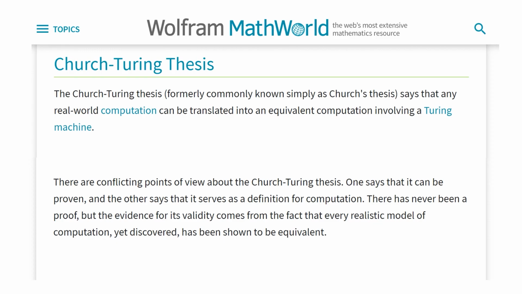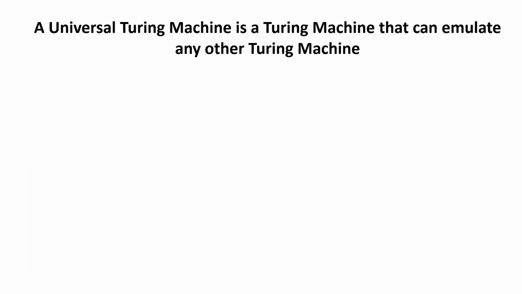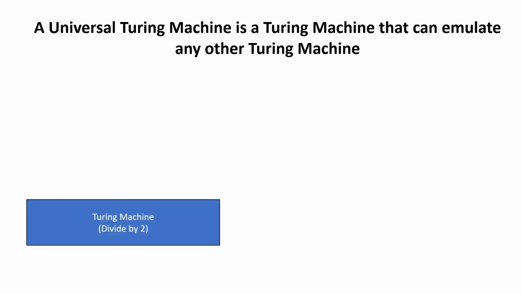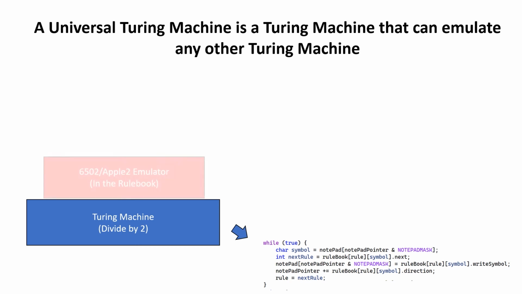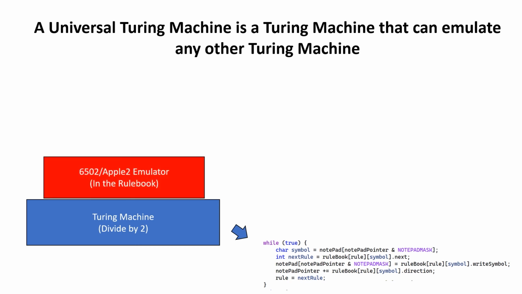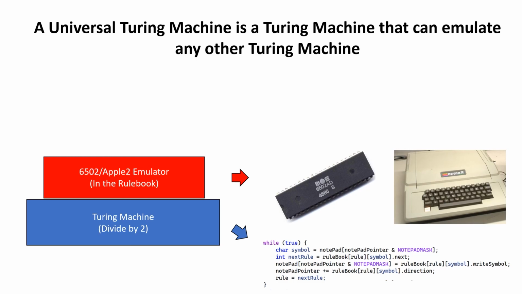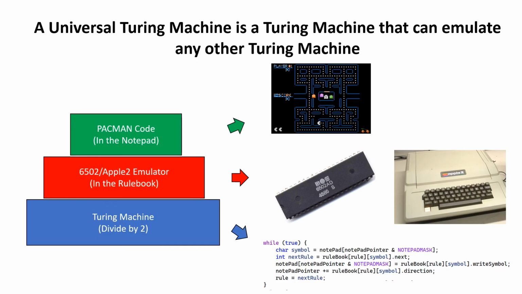There has never been a proof, but the evidence for its validity comes from the fact that every realistic model of computation, yet discovered, has been shown to be equivalent. In our case, a divide by two machine is a Turing machine, which we can implement with these 7 lines of code. On this, we can emulate another Turing machine, the Apple II computer with a 6502 microprocessor. Then on top of this emulation, we can play Pac-Man, albeit rather slowly.